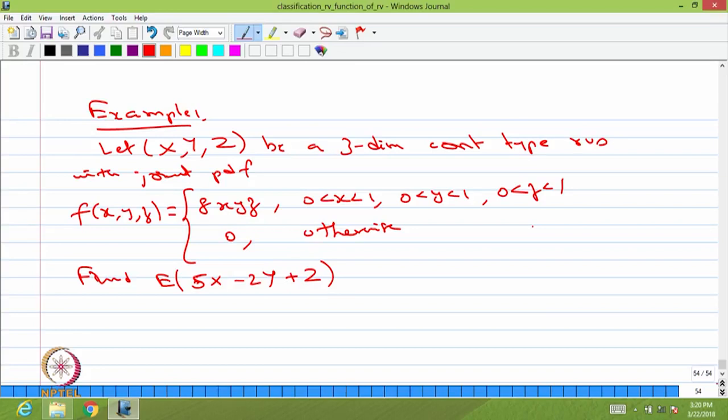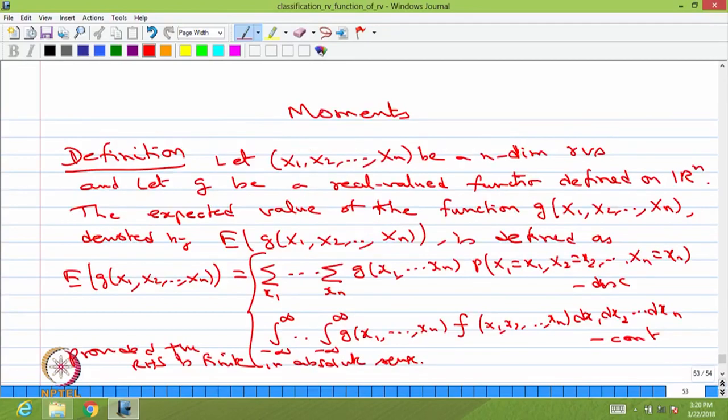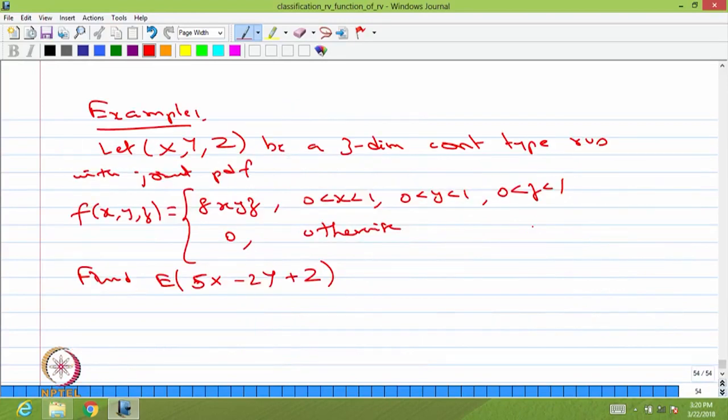You can apply the previous definition. So, here the g of x1, x2, x3 is the same as 5x minus 2y plus z. Since all are continuous type random variables, make the 3 integrations minus infinity to infinity, that is 5x minus 2y plus z times 8xyz dx dy dz, that is going to be the expected value.